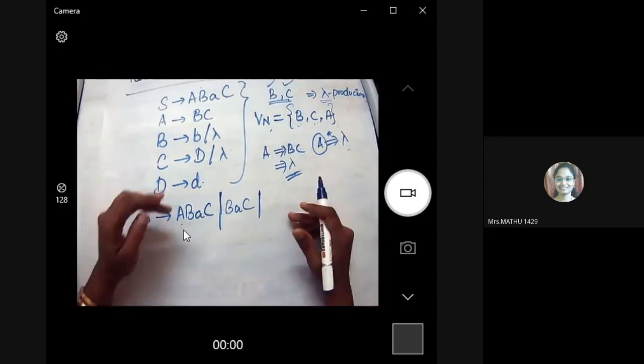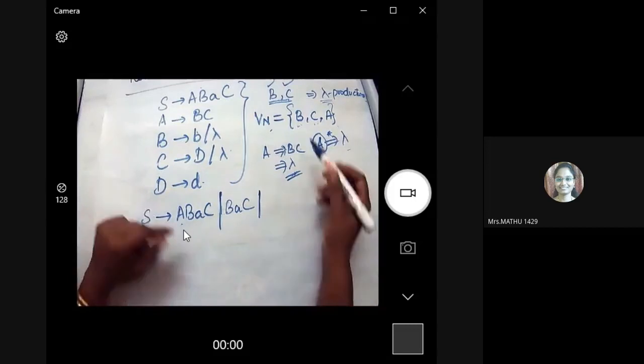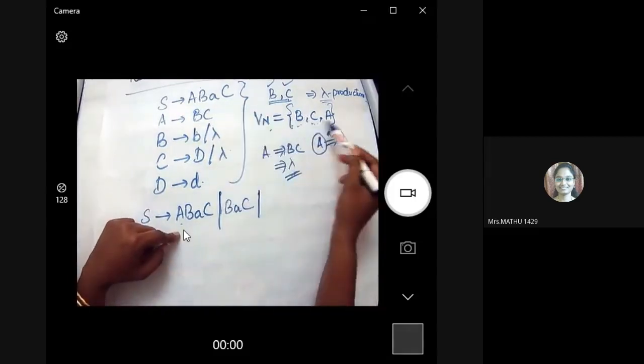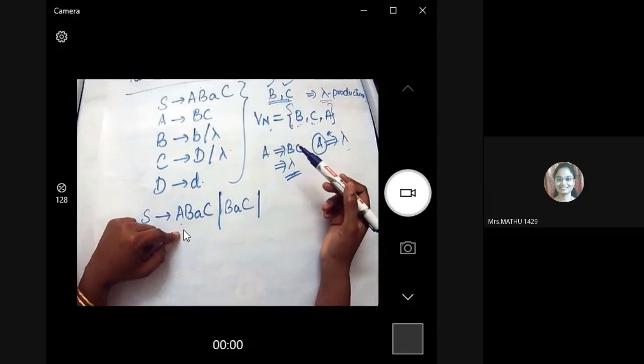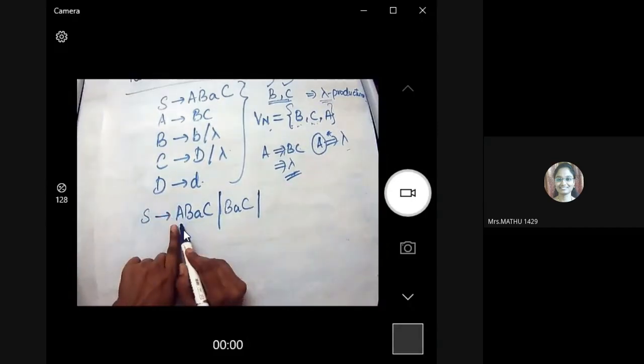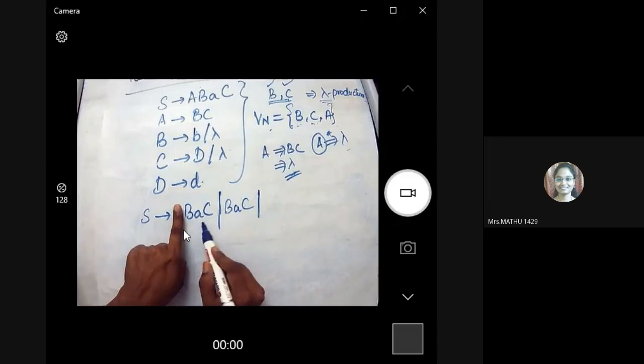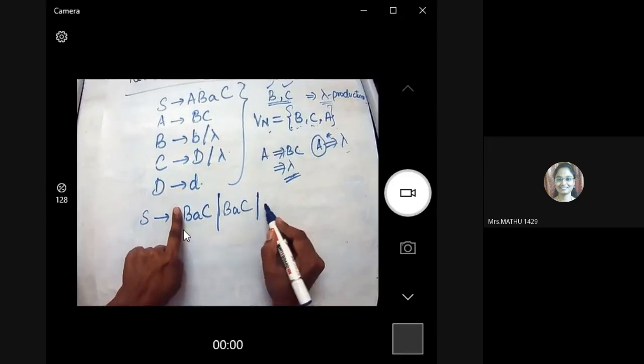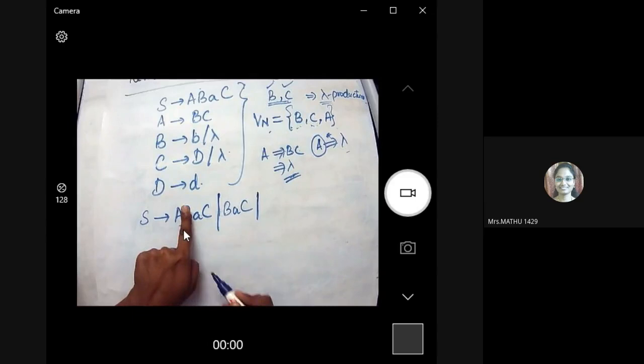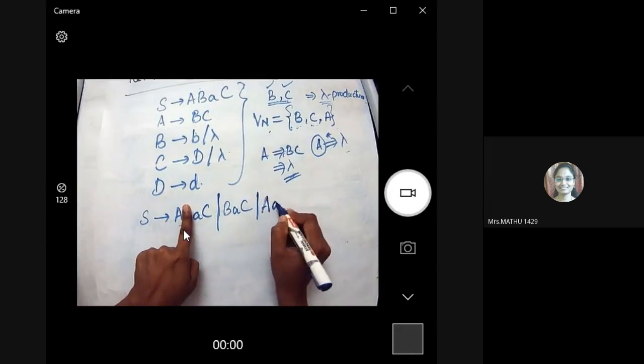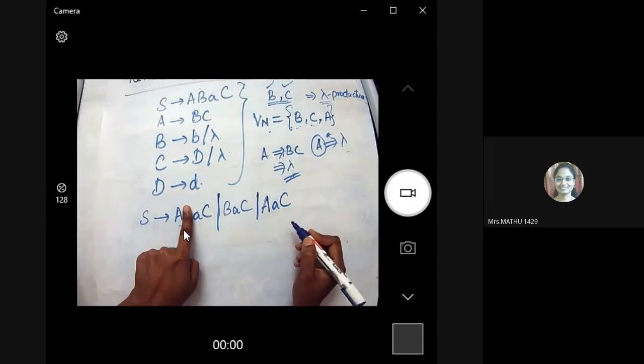So we are now generating new productions by applying lambda to these variables in all possible ways. The first possibility is applying lambda only to A, and I get a new production BAC. Next, I apply lambda only to B, because B is also a nullable variable. When I apply lambda only to B, I get AC. This is another new production.